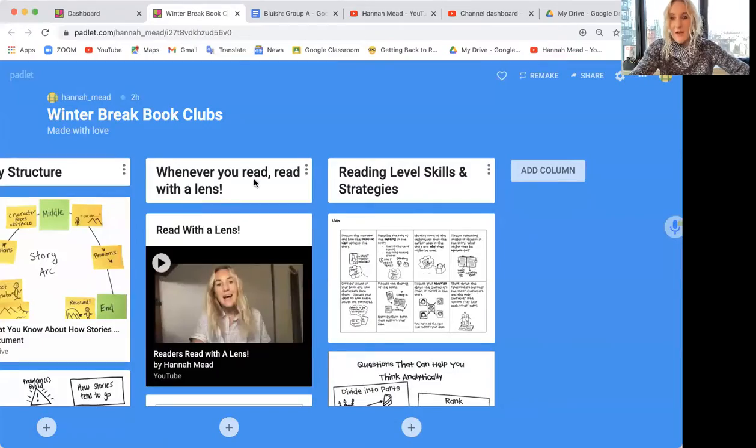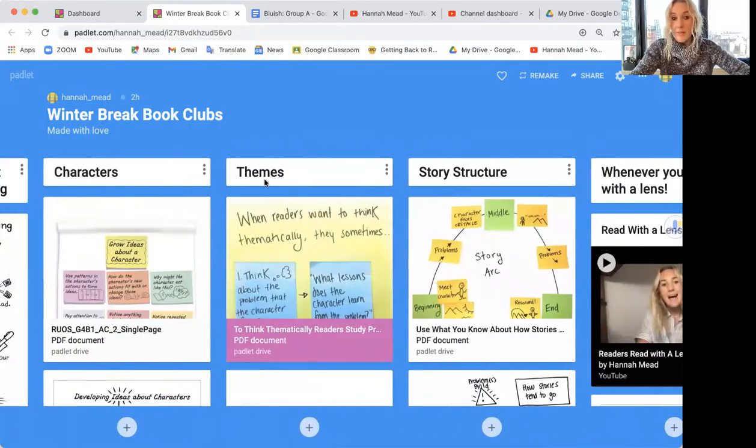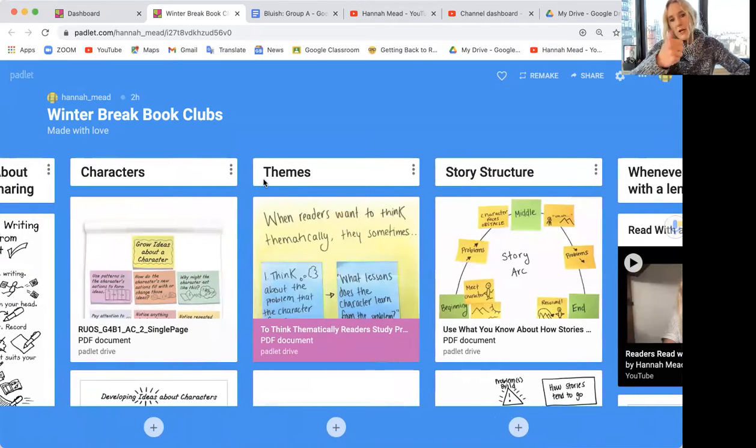So maybe before I start reading, I'll just take a peek and see what I could be looking for. I'll have a lens in mind. I can definitely, I think, find something on the Padlet. So I'm going to go to the winter break Padlet. Okay, I know that the big stuff is characters, theme, story structure.